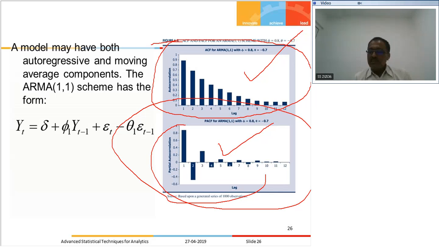So, anything? Yes, this is what I wanted: just to give an overview of the time series model.